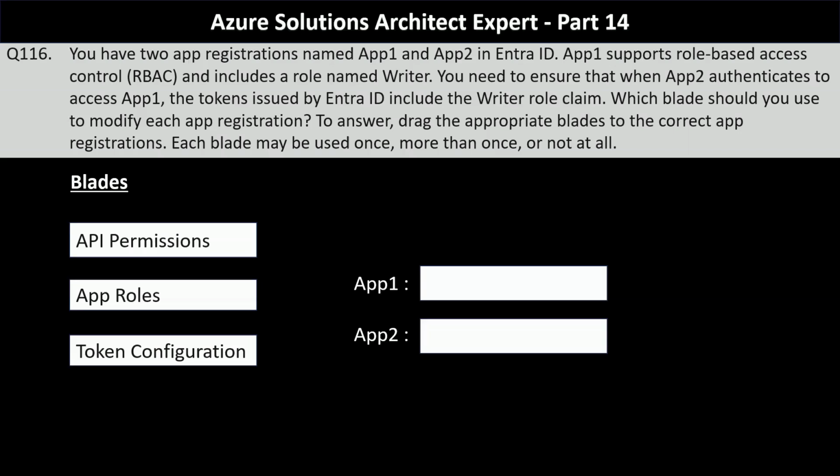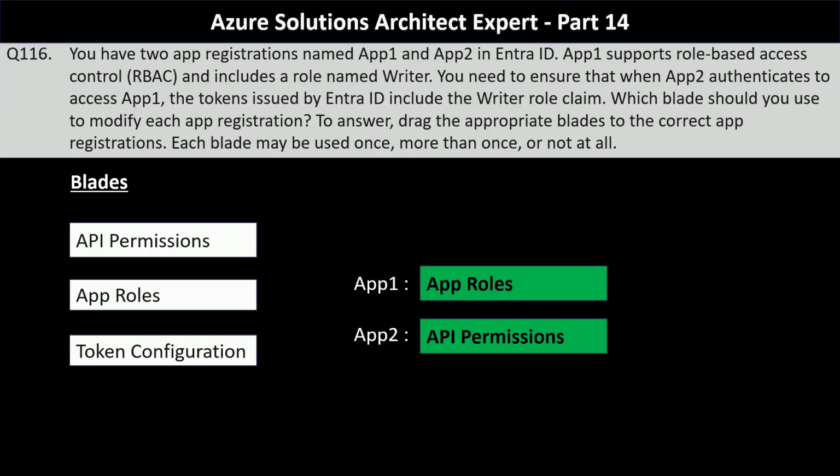Now, folks, you should define the writer role in the app roles blade in the App1. This allows the writer role to be assigned to service principals or users accessing App1. In the App2, you add an API permission to request access to App1, specifically the permission that includes the writer role. This ensures App2 is granted the required permissions when accessing App1.